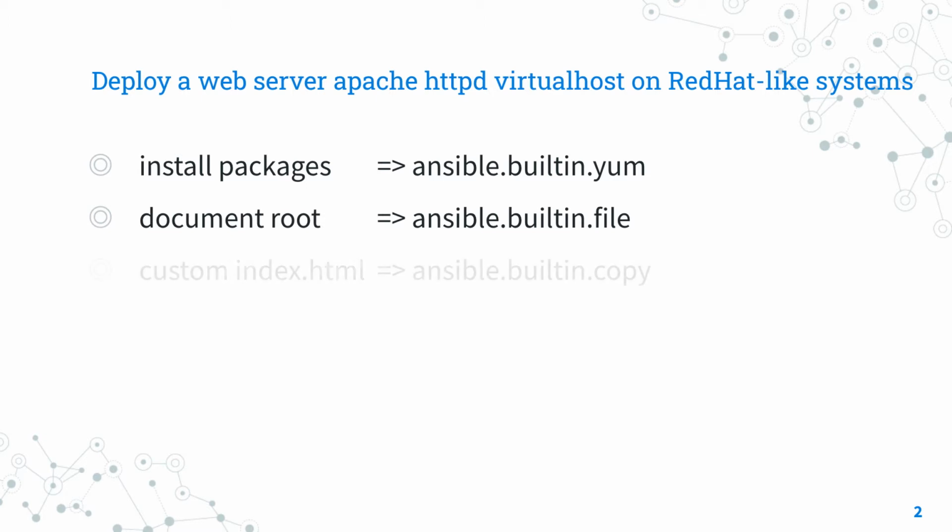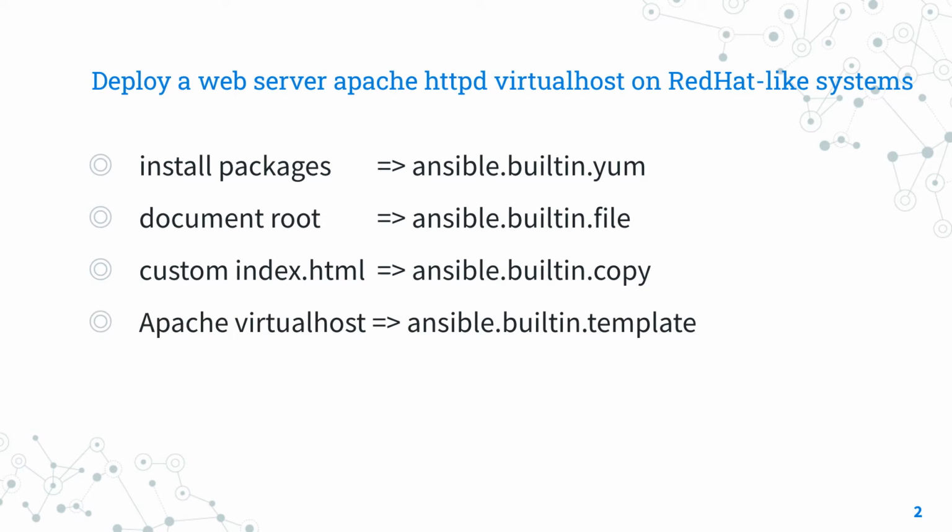Thirdly, you need to create the custom index.html with ansible.builtin.copy Ansible module. You could upgrade this step using the template module. Fourthly, you need to set up Apache configuration for the specific virtualhost using the Ansible built-in template module.